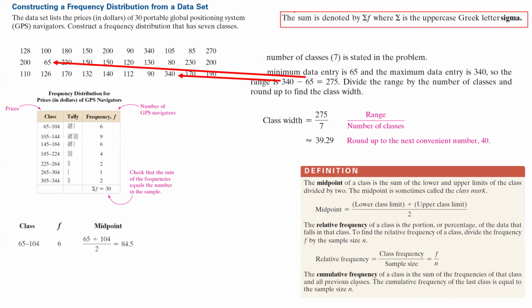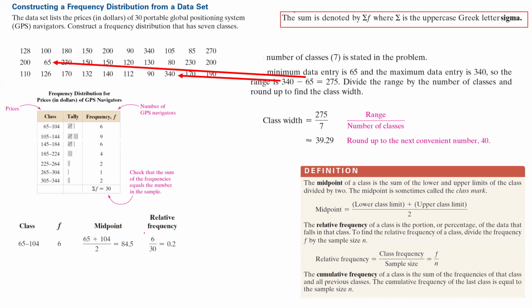Take a look. For the first class, I have 65 to 104. The frequency that we calculated was 6. The midpoint, I'm taking 65, I'm taking 104, add them together and divide it by 2. The midpoint, or the representative for the first class, is 84.5.